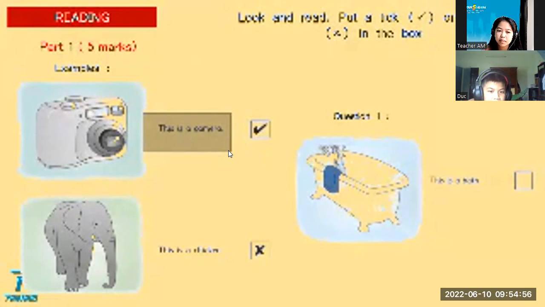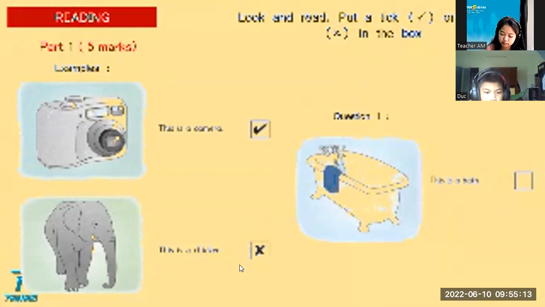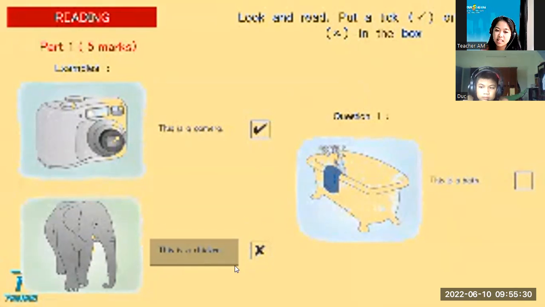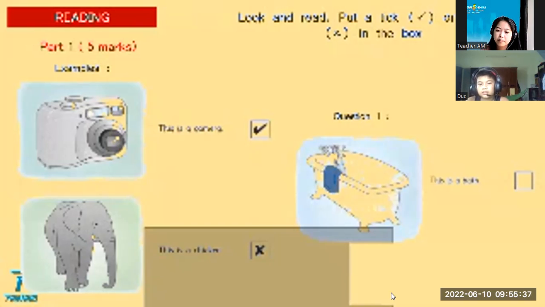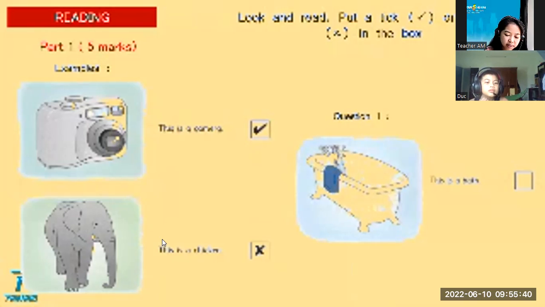This is a camera. You say this is a camera. This is a camera. Okay, this is a tick because it shows a camera. How about this one? Kindly read the sentence. This is a chicken. Is that a tick or a cross? It's cross. Why is this cross? Because this is an elephant. Very good.